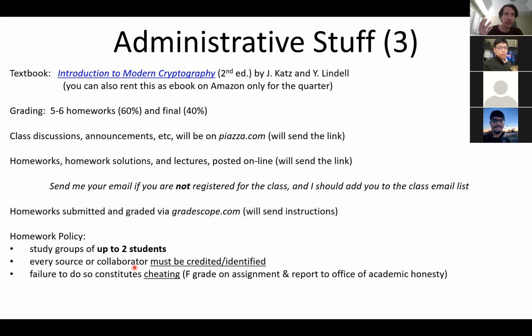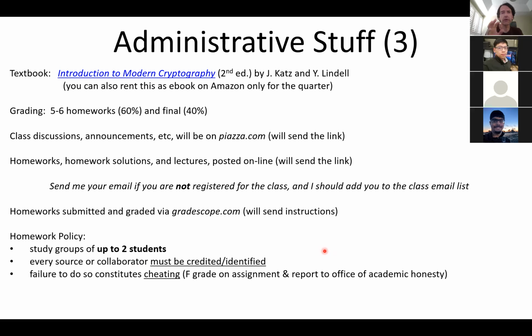First of all, don't try to search for this, but it might happen that you will see in some notes, in some material, essentially a solution. Okay, credit it. Failure to do so is just a report to the academic honesty office, right?